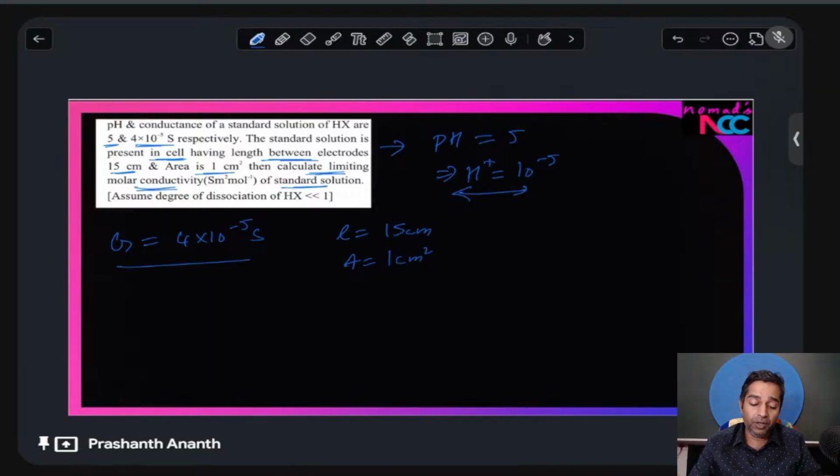So G is given over here, and they have given us the concentration of this H plus. So it's a standard solution. That means in this particular case H plus is going to be 10 power minus 5, and my X minus is also going to be 10 power minus 5. Technically, the concentration of both of them are going to be equal. So we can say the H plus concentration and the X minus concentration are going to be the same.